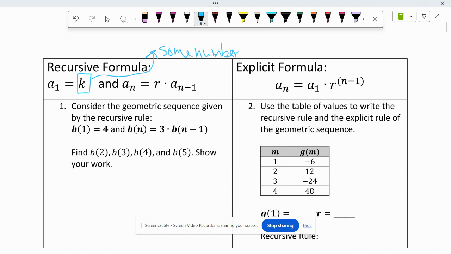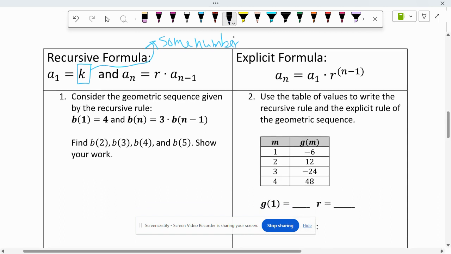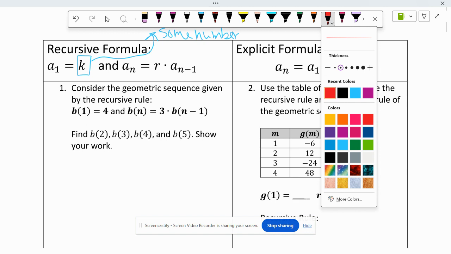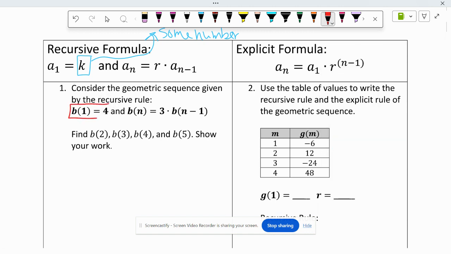The explicit formula: a of n equals the first term, a sub 1, times r to the power of n minus 1. Okay, so consider the geometric sequence given by this recursive rule. So this rule has that the first term is what? What does this say my first term is? Say it. 4. The first term is 4.